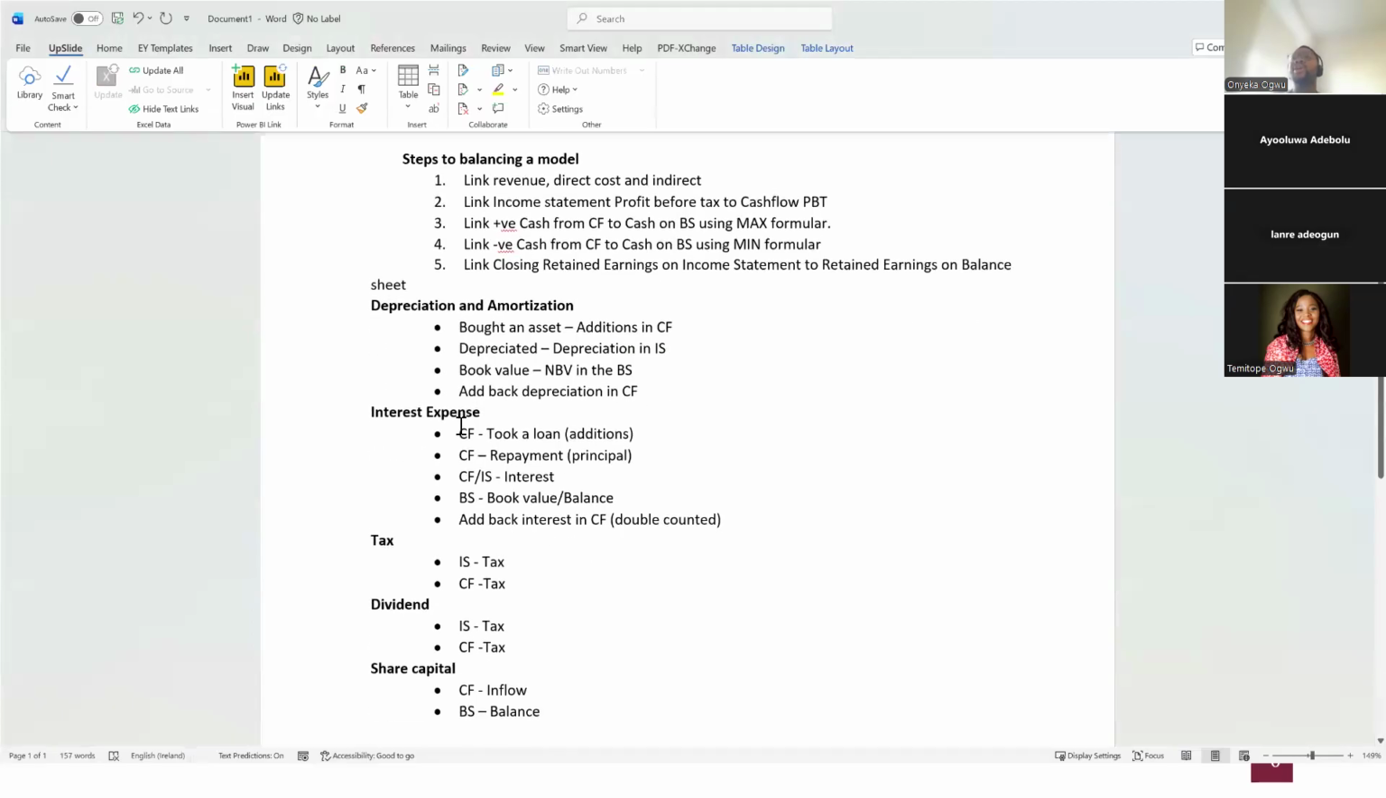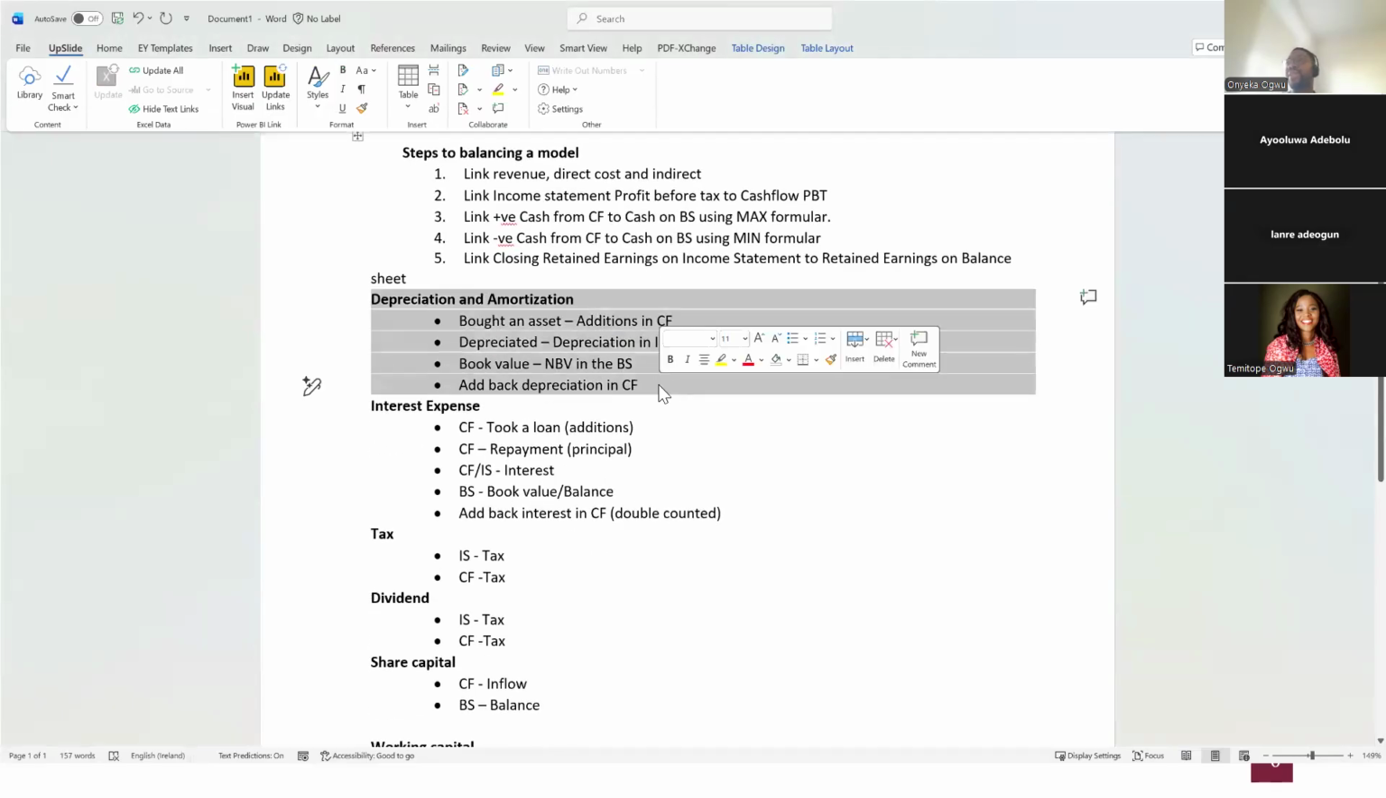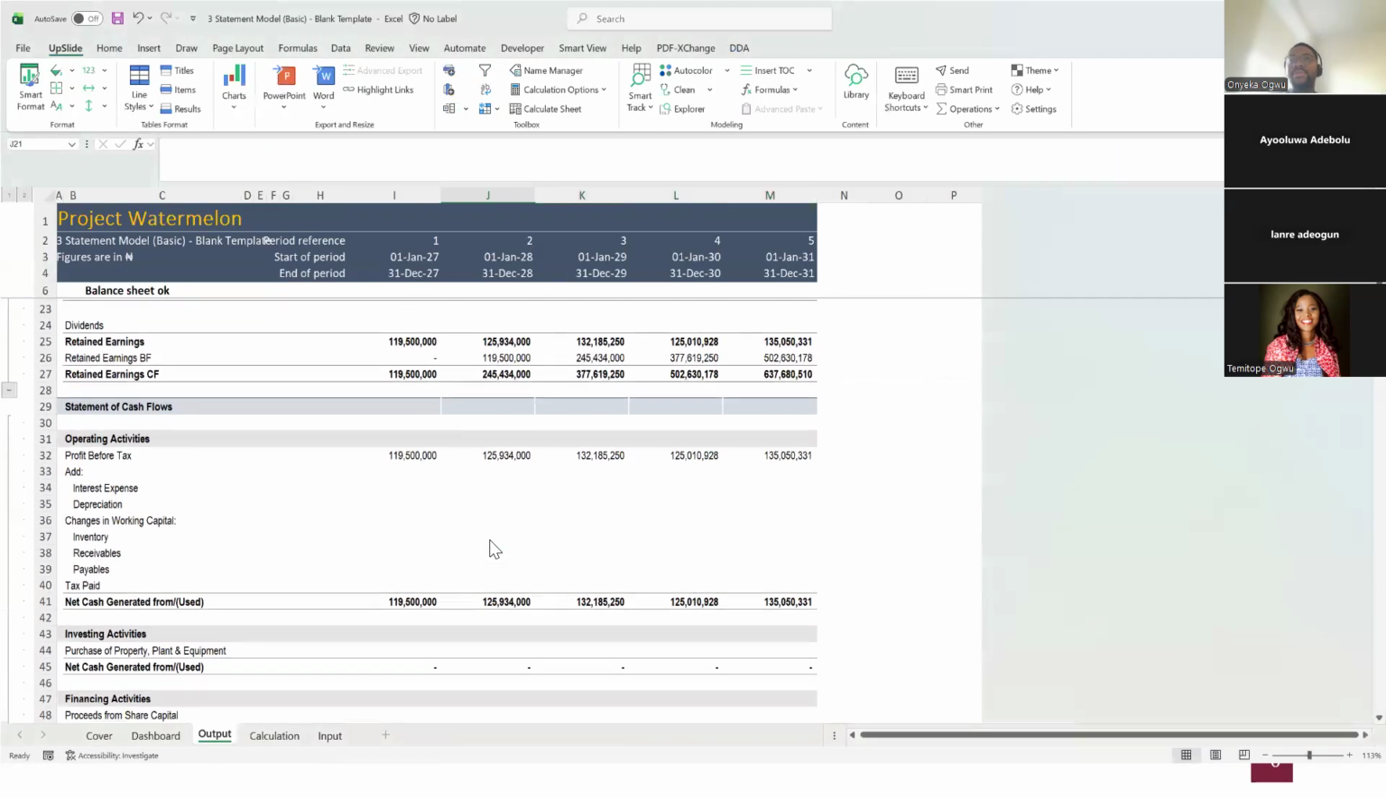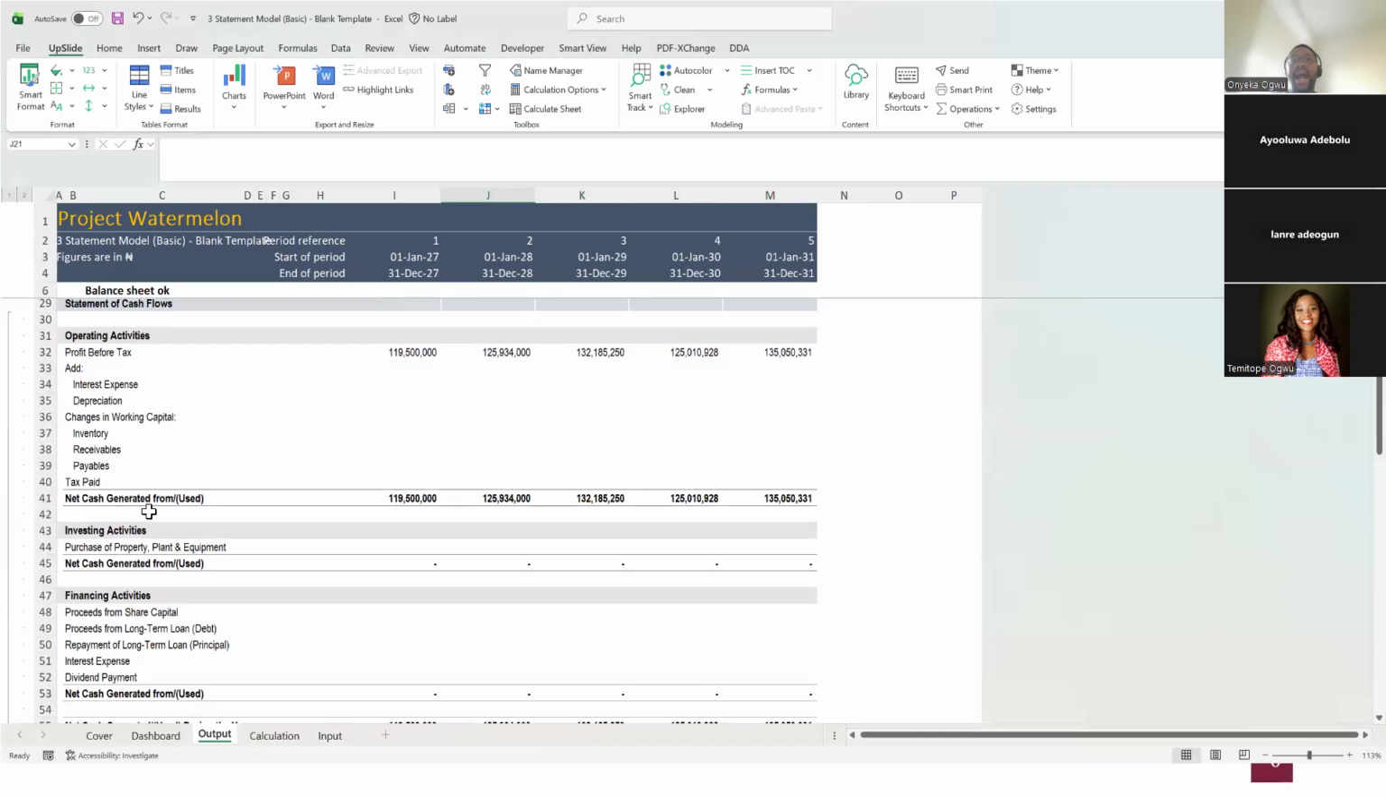Now, the next thing is to do depreciation. To do depreciation, there are 4 steps. You put the addition in cash flow, you put depreciation in the income statement, you put net book value in the balance sheet, and you add back depreciation in cash flow. So these are the 4 steps you will use. The first says that addition should go to the cash flow statement. So you go to the cash flow statement, addition.